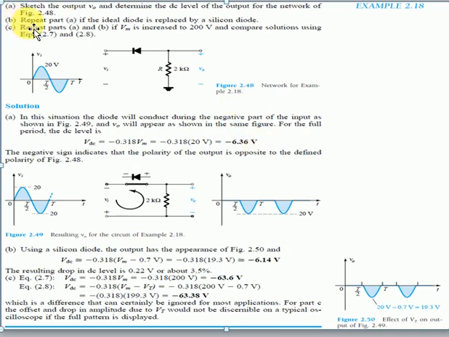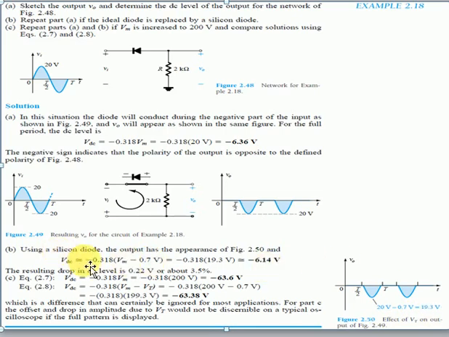In the B part, he is saying to repeat part A if the ideal diode is replaced by a silicon diode. Now if we have the silicon diode, then one thing must be changed in the output voltage. In output voltage we will have the same cycle as it is, but the value will be changed. The value will be 20 minus 0.7, that is Vm minus Vk. Vout is equal to Vm minus Vk in case of a practical diode. So here the Vk is 0.7 volt. That's why we will have the value of 20 minus 0.7, that is equal to 9.3 volt.